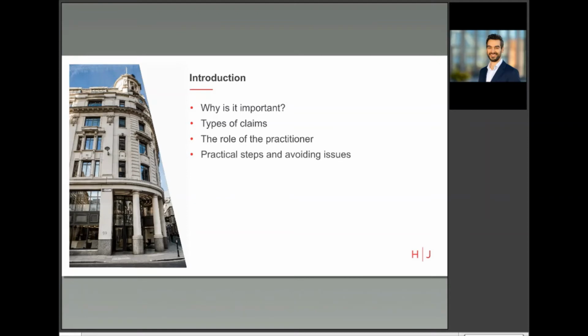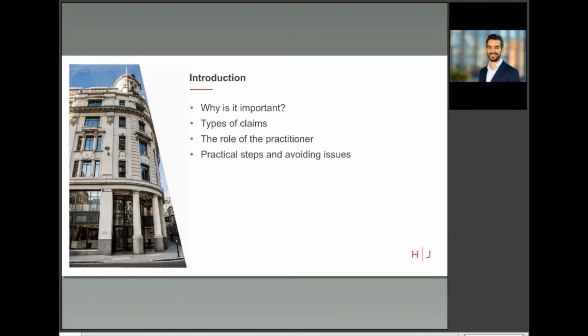I'll then move on to discussing the roles of the practitioner depending on the type of claim, and also specifically depending on your role as that practitioner. And then finally, we'll end with what practical steps you can and should be taking to avoid any issues.